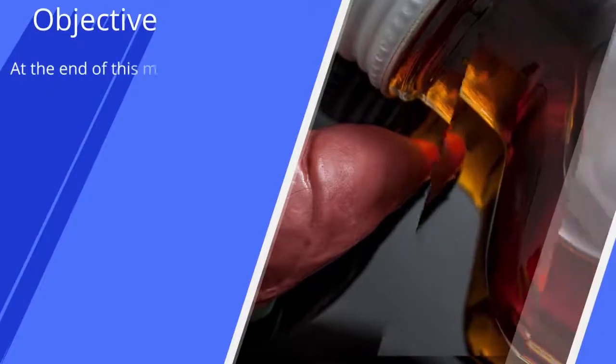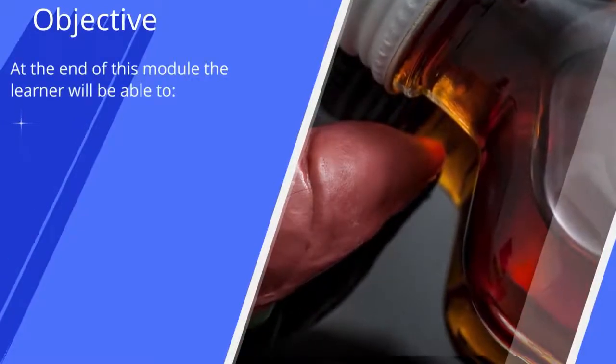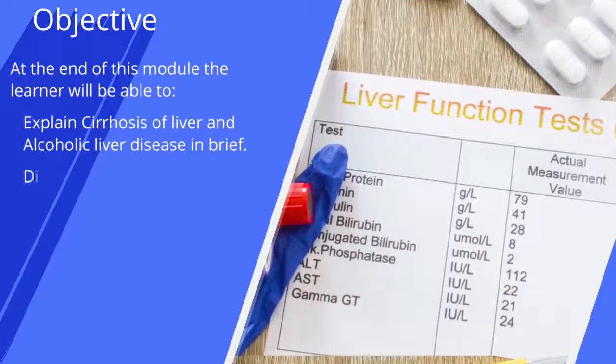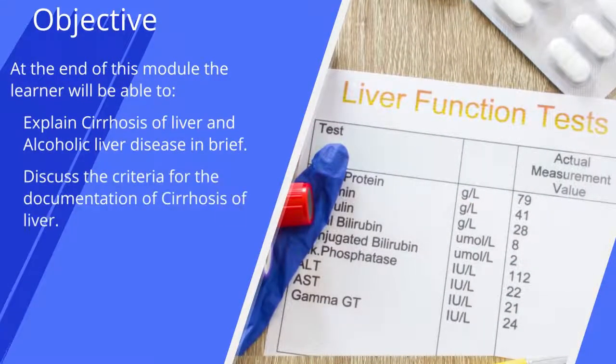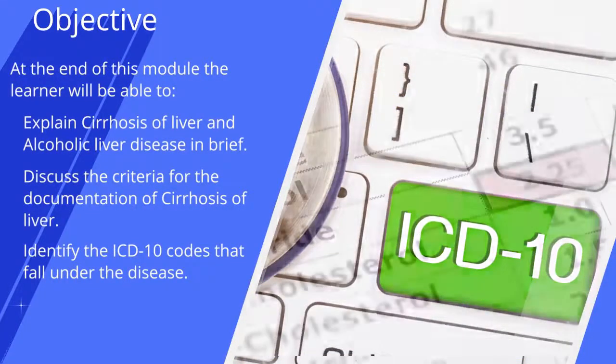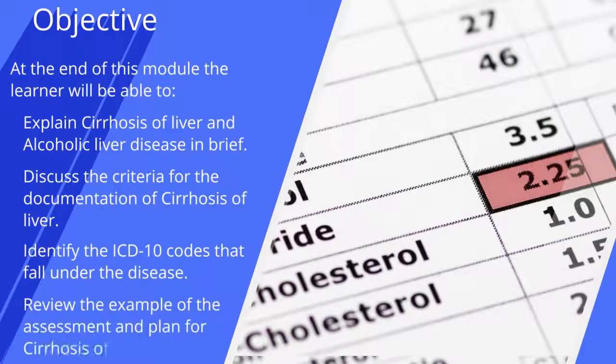At the end of this module, the learner will be able to explain cirrhosis of liver and alcoholic liver disease in brief, discuss the criteria for the documentation of cirrhosis of liver, identify the ICD-10 codes that fall under the disease, and review the example of the assessment and plan for cirrhosis of liver.